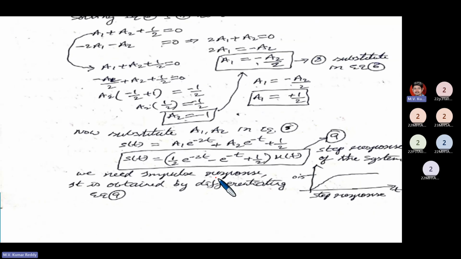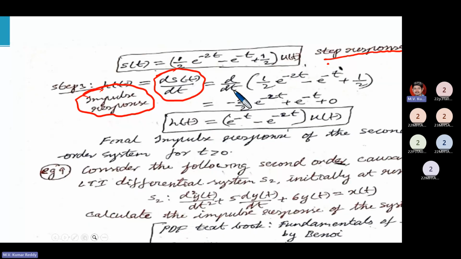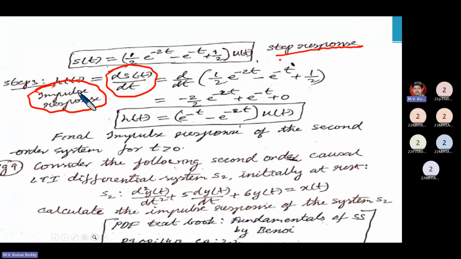Now we have got the step response. Next we have to find the impulse response, that is step 3. For the impulse response, the step response should be differentiated. Apply differentiation: minus 2 by 2 e power minus 2t minus of minus plus e power minus t plus 0. So e power minus t minus e power minus t into u of t. u of t is compulsory. Finally, the impulse response of the second order system for t greater than 0 is obtained. This is a very, very important problem.